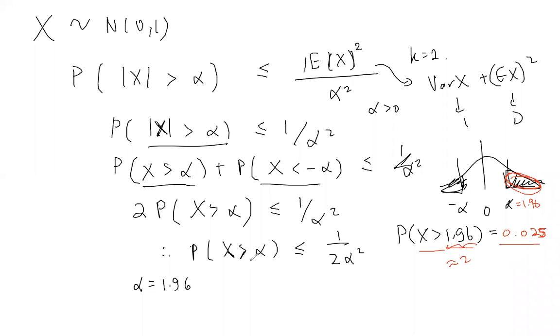Let's say what the bound is, right? So the bound here is 1/2 times 1.96 squared. I'm just going to take this as 2. So this is roughly about 1/8, 0.125. Okay. So you get a bound like this.